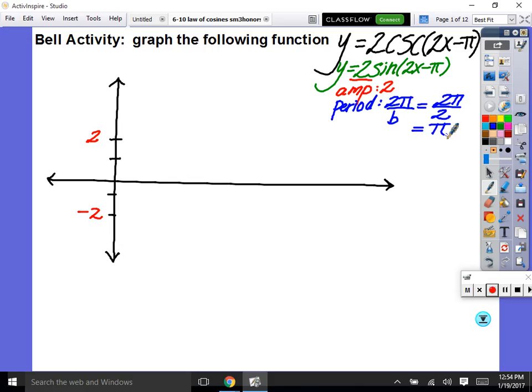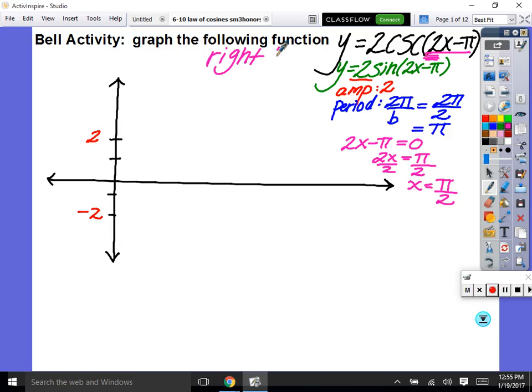However, it doesn't start at 0, it has a shift, right, guys? So we also have to look at what's inside here and ask, what's my shift left and right? Now remember, the 2 does affect my shift left and right. So all you have to do is set 2x minus pi equal to 0, because it would normally start at 0. Solve for x, so we add pi. We have 2x equals pi, divide by 2. So x is shifted right pi halves. That's one thing to note: right pi halves.